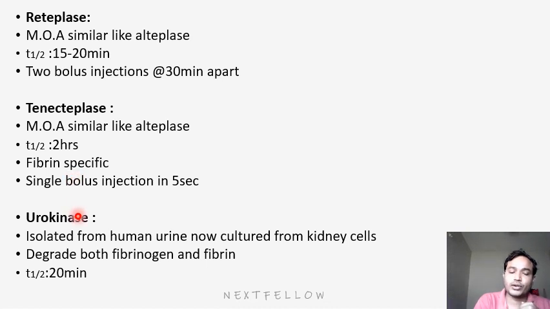The next drug is urokinase. This is also a thrombolytic agent. It is isolated from human urine, and now it is developed from cultured kidney cells. It degrades both fibrinogen and fibrin. It is a safe drug, and the half-life is 20 minutes. Now we are mostly using urokinase. In some hospitals we prescribe retiplase or tenecteplase based on availability. Compared to all of these, urokinase is safe, as it is human developed.